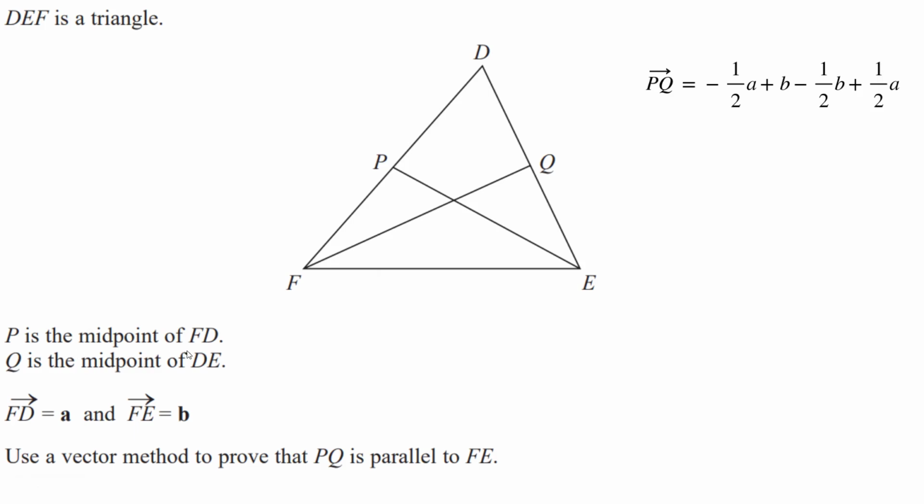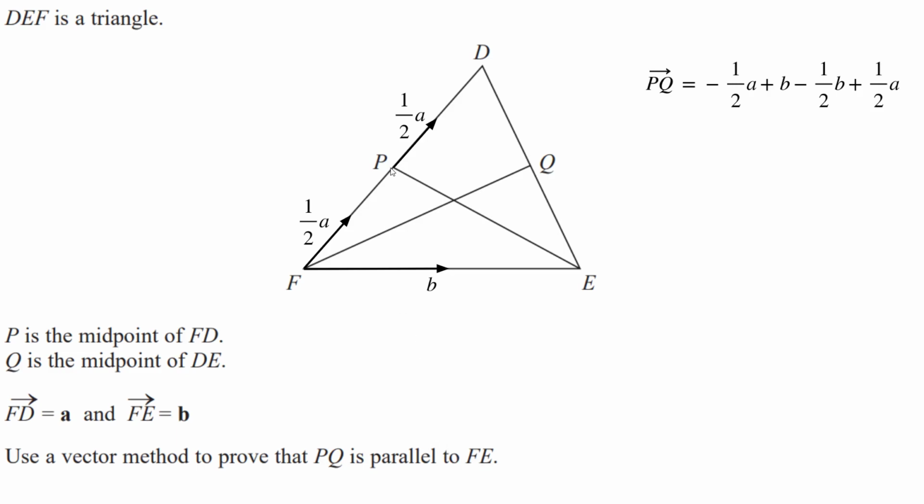So P is the midpoint of FD. Okay, Q is the midpoint of DE. FD equals A. Okay, and FE equals B. Well, we know that this is B, and we can say that FP is half of A, because if P is the midpoint and FD is just A, that means half of it is half A. Similarly here, it's also half A. Okay, and we want to prove that PQ is parallel to FE. Okay, they look parallel, so just make sure you're reading the actual right letters.